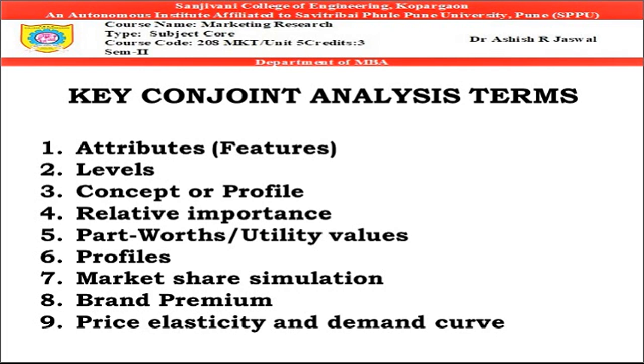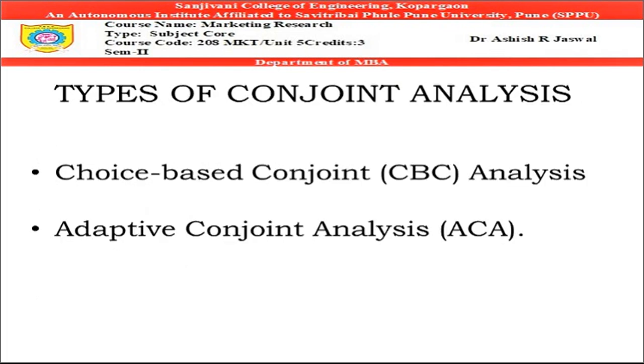And the last definition, which is an important term in conjoint analysis, is price elasticity and demand curve. Taken from economics, price elasticity relates to aggregate demand for a product and the shape of the demand curve. Generally, you are aware it is calculated by plotting the demand, that is frequency count by total responses, at different levels of price. With these terms, let us move to the next portion and look into what are the different types of conjoint analysis.